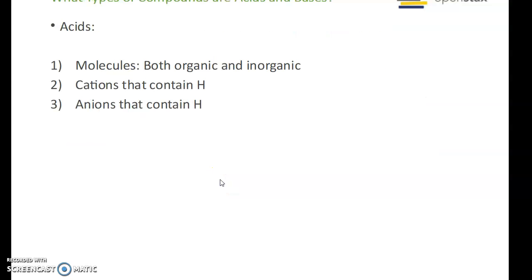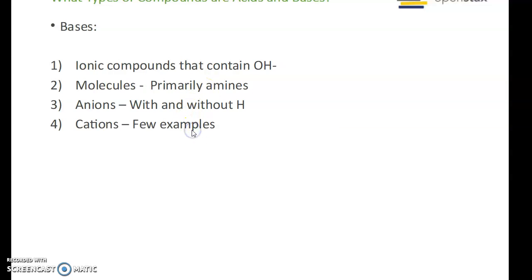So, acids: molecules, both organic and inorganic; cations that contain a hydrogen ion; anions that contain a hydrogen ion. Bases are ionic compounds that contain a hydroxide ion, and molecules, primarily amines. Ammonia is NH3, but as a base, it accepts a proton to form NH4 plus, right? Anions with and without H, and cations, there's a few examples of those as well.